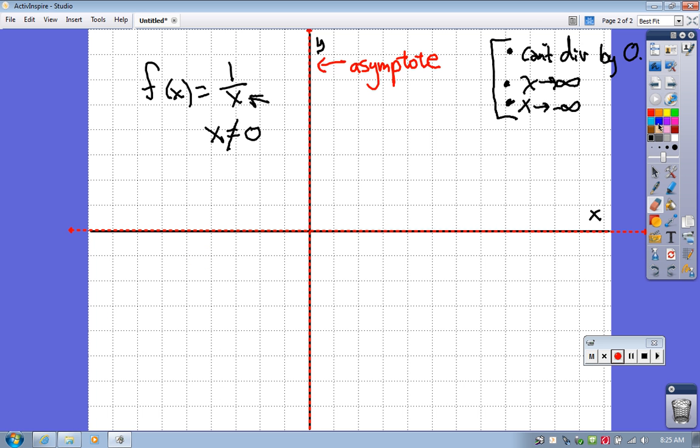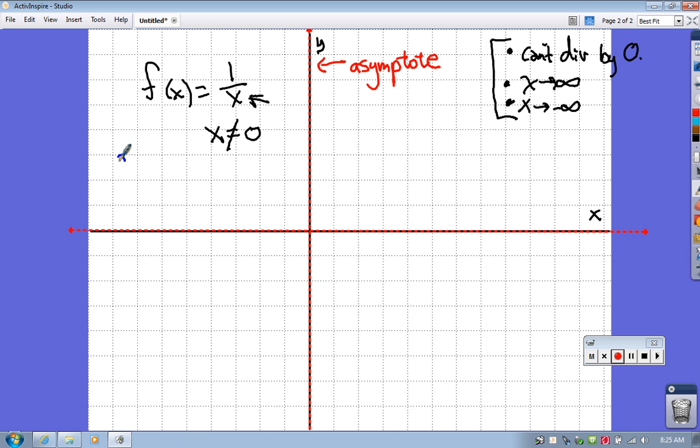So let me do that. Let's say x is 1. I plug in 1, I get 1 over 1, which is 1. So when x is 1, y is 1. So it goes through that point. When x is 2, it's 1/2. So when x is 2, y is 1/2.